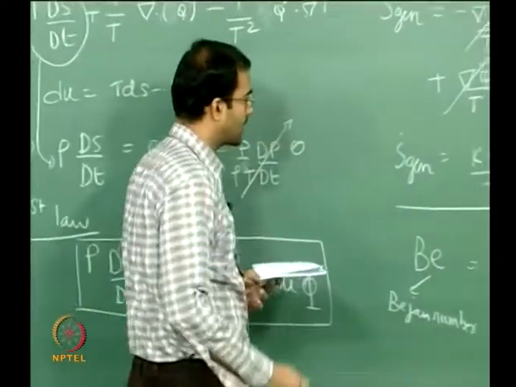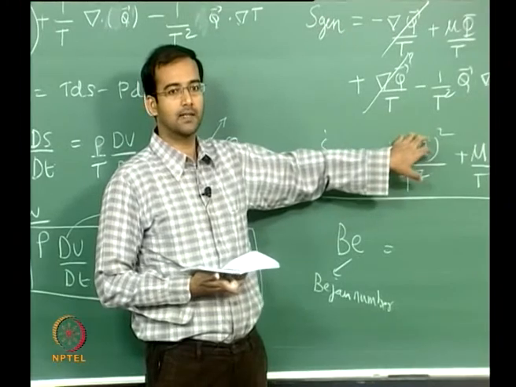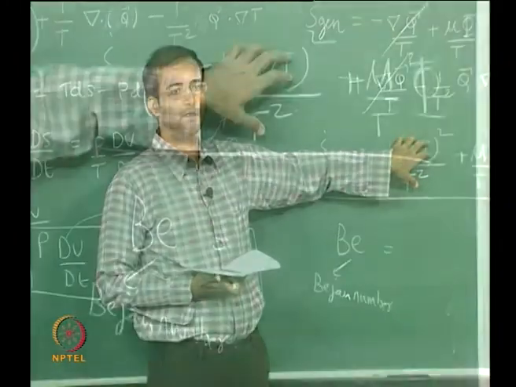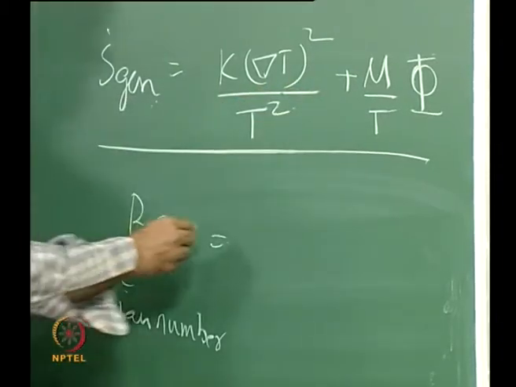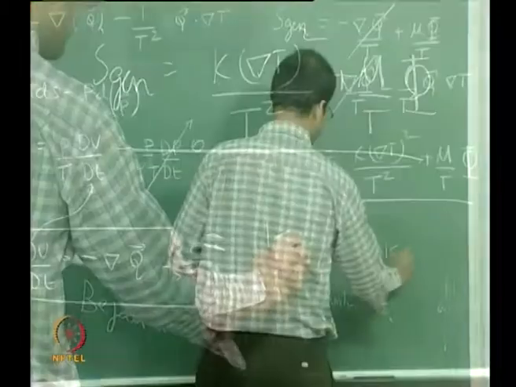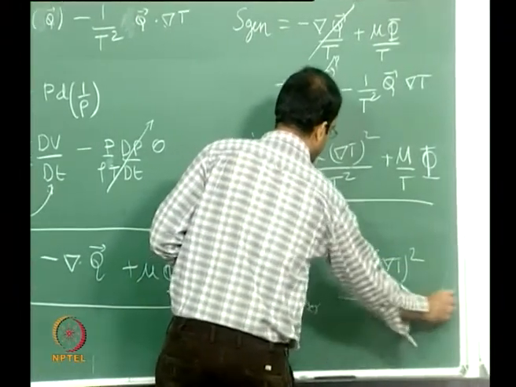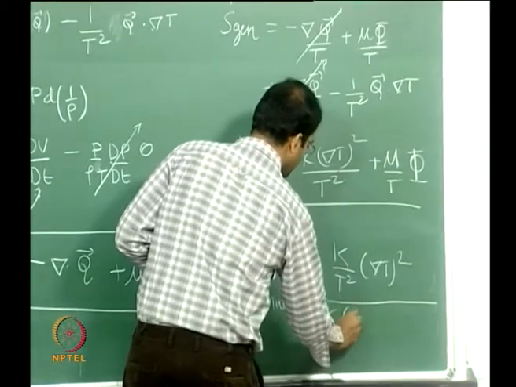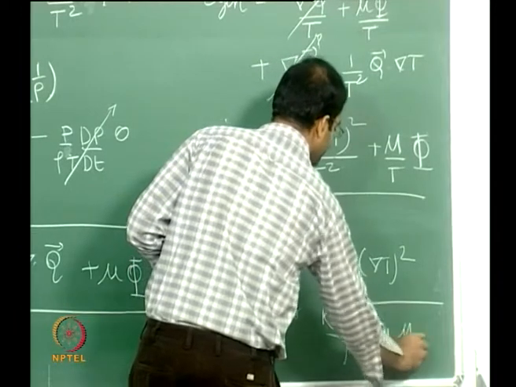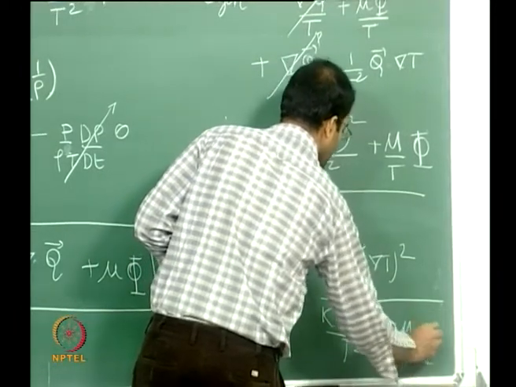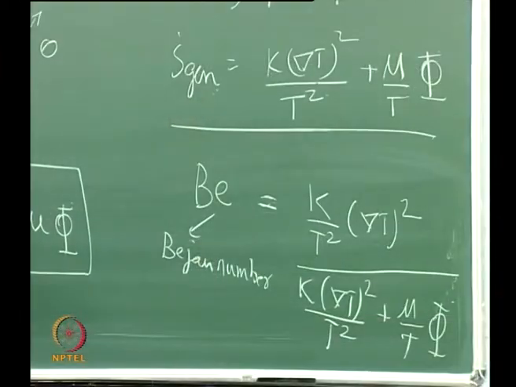He wanted to look at the contribution of the entropy generation by means of conduction as a fraction of the total entropy which is generated. So he has taken this term on the numerator divided by this entire thing on the denominator. This is called the Bejan number.